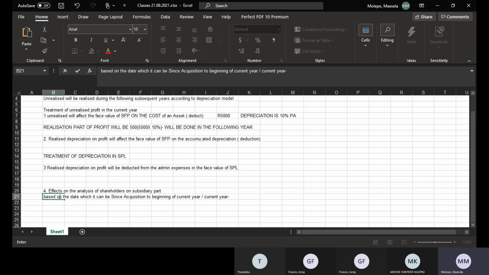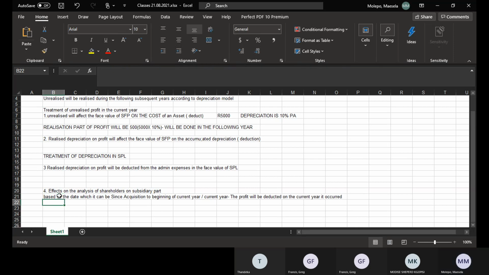The profit will be deducted if it occurred in the current year. The profit will be deducted in the current year it occurred.